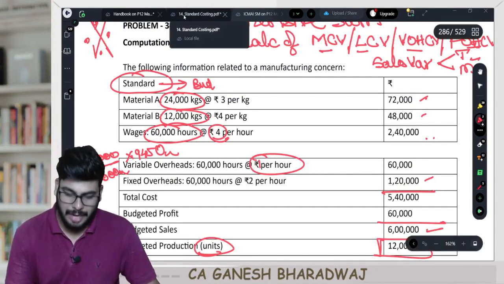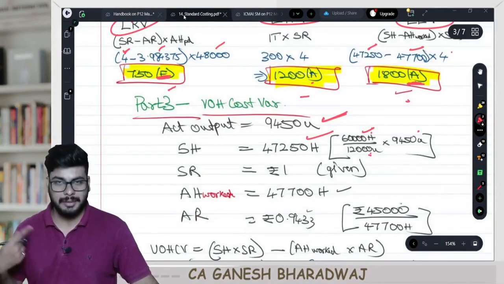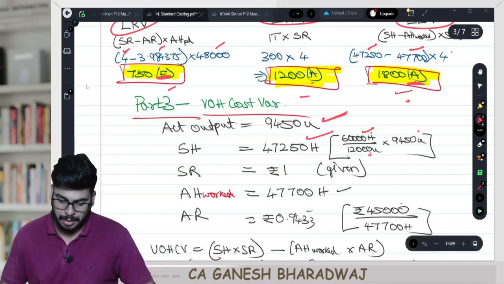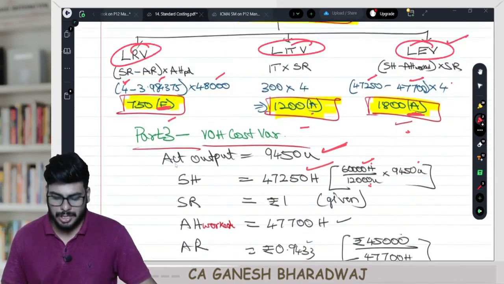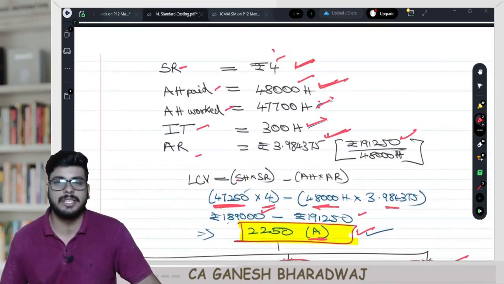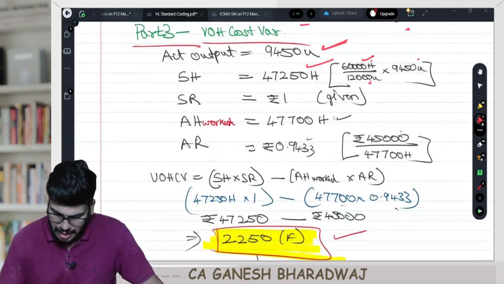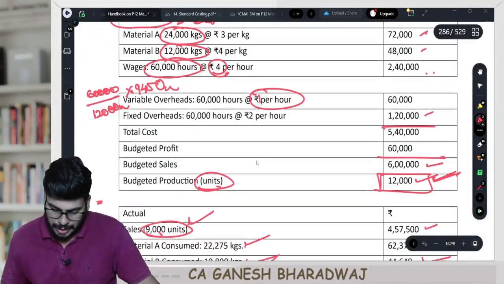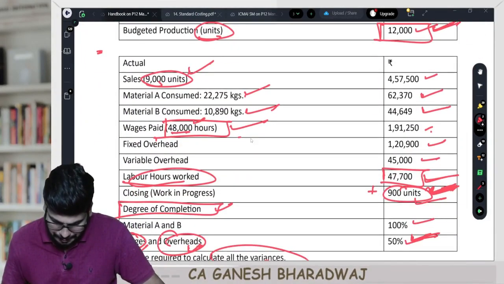Clear with this? So every hour you spend, every hour the machines are running, you're allowed to incur a cost of 1 rupee per hour. Clear with this, guys? But what is the actual hours worked? We just calculated the actual hours worked, which is 47,700. Again, this is given in the question, right? And what is the actual rate? Once again, you can easily calculate. How can you calculate that? It's given in the question.